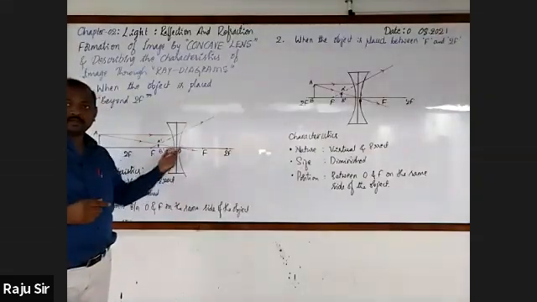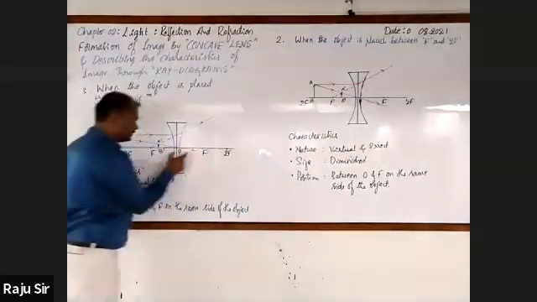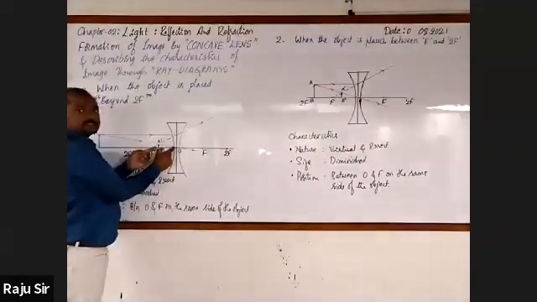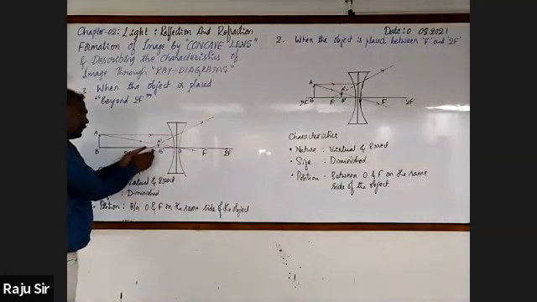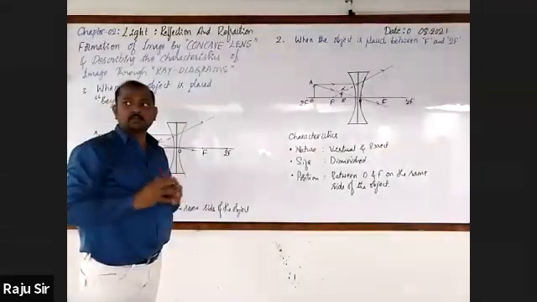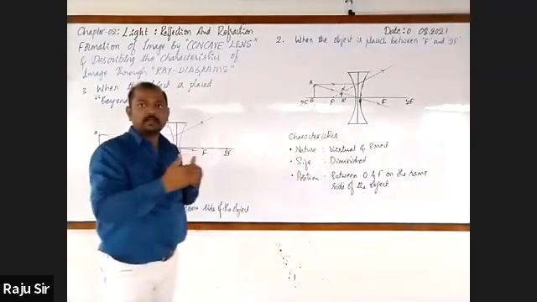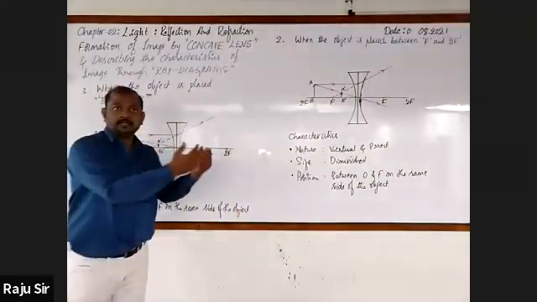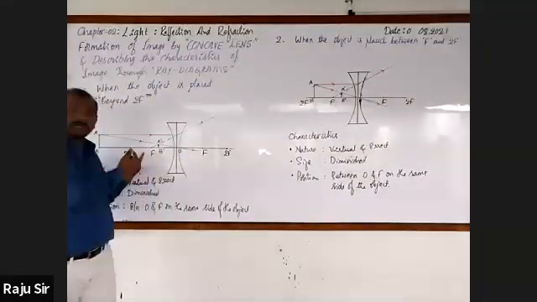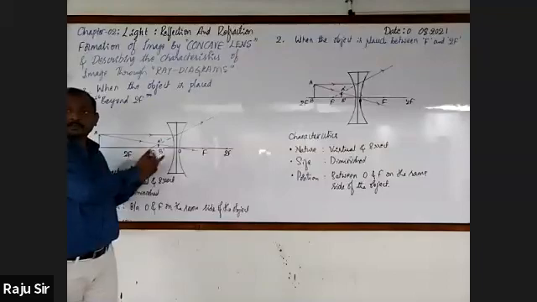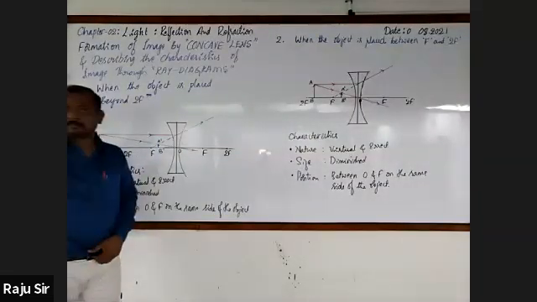Are you all following? Looking at the distance, this distance I'm taking, it is more in the third case. And one thing you must remember: as the object is taken away from the lens, the image formed will be towards F, closer to the principal focus. Clear? Please do remember.